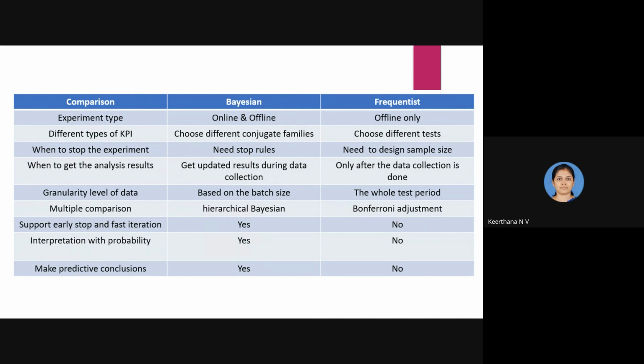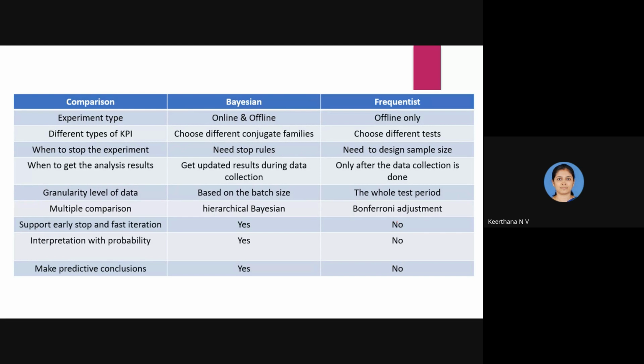So when to stop the experiment? If anything occurs, if a limitation occurs, when do you have to stop this approach? If there are any rules set, then according to those rules only, Bayesian will work. Frequentist will have a sample size of data designed beforehand, like that. Based on that, the experiment will be stopped.